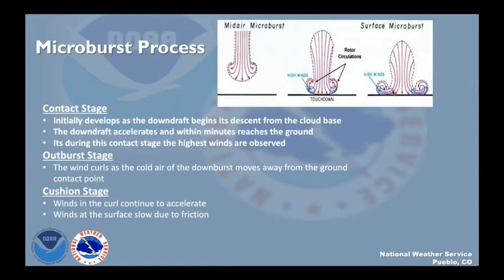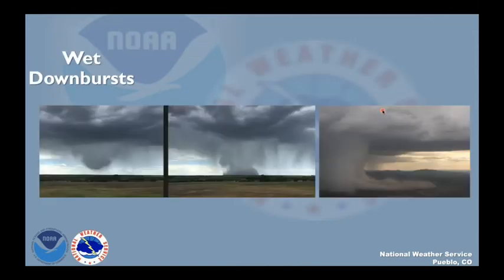Similarly, on this graphic, you can start seeing a more widespread area of the higher winds. Due to frictional forces, this air is slowed down in certain areas, and it starts forming these rotors, these little turbulent eddies. Depending on if it's a wet or dry microburst, you can actually see these things form. It's pretty beautiful.